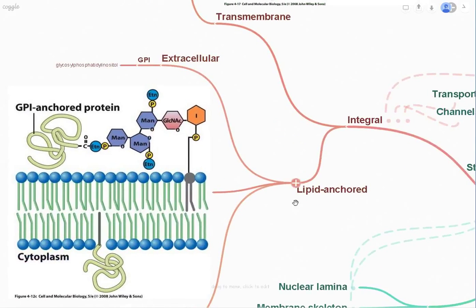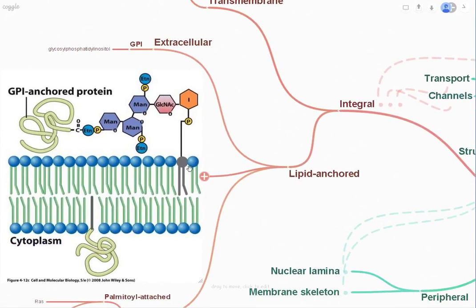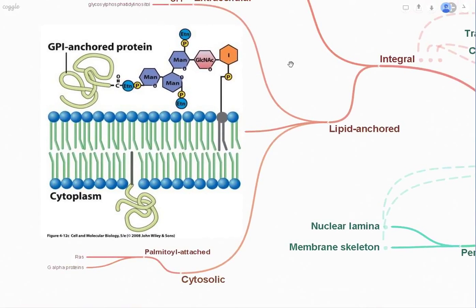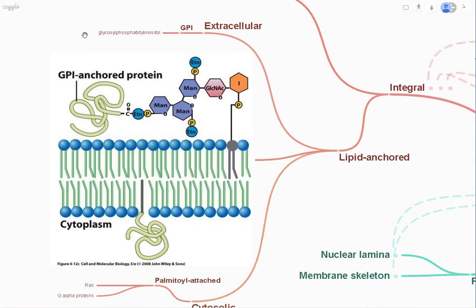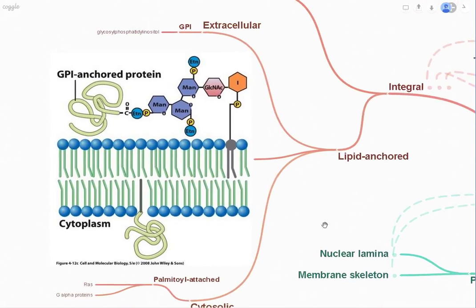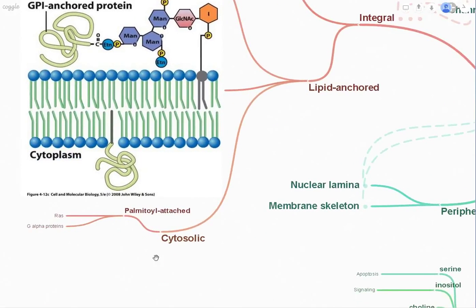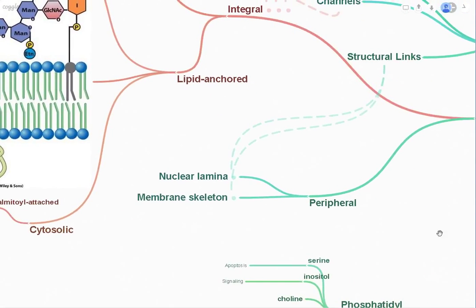And the lipid anchored are anchored only onto one side, and that's really the extent of their connection to the plasma membrane. GPI anchored proteins are associated with extracellular. You probably won't need to know that. And the interior or cytosolic side are typically RAS or G alpha proteins. Might be a factoid to learn.